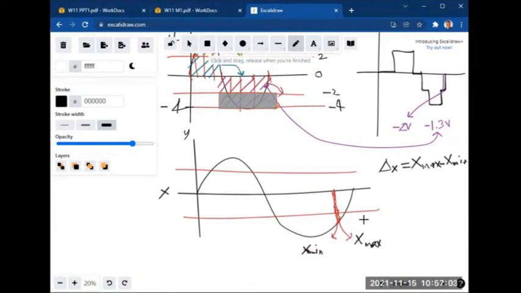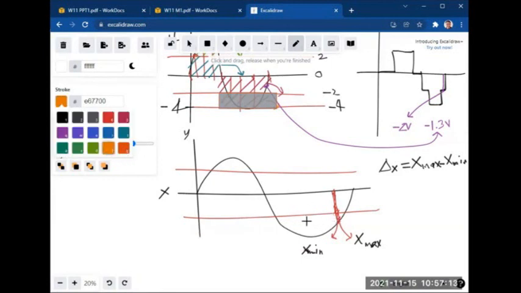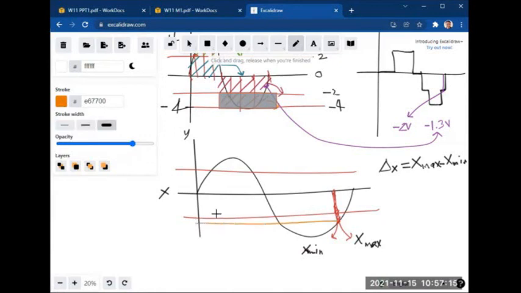Then the height of this is equal to y. Okay, let's use another color. The height of this will be equal to y, which will be the function. Let's say that is f of x.